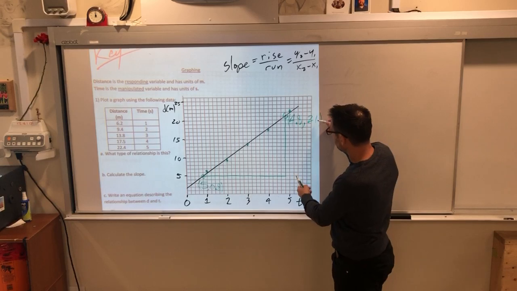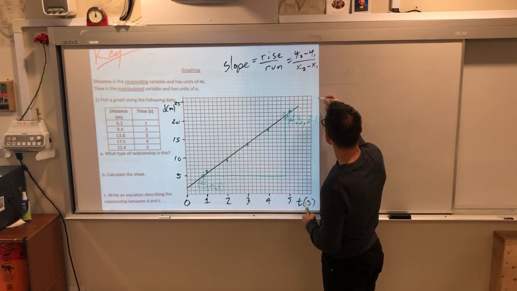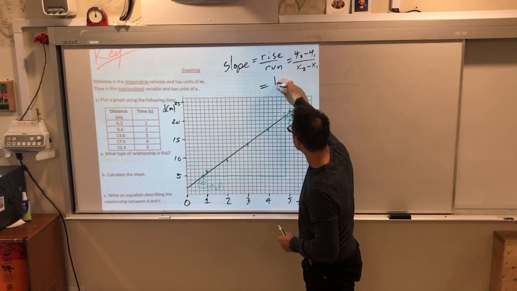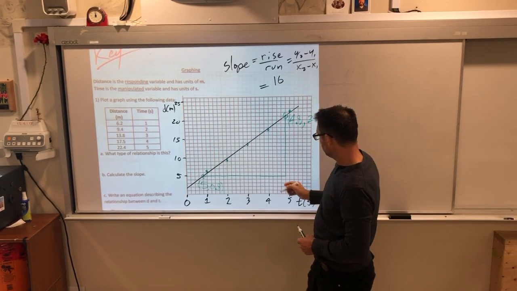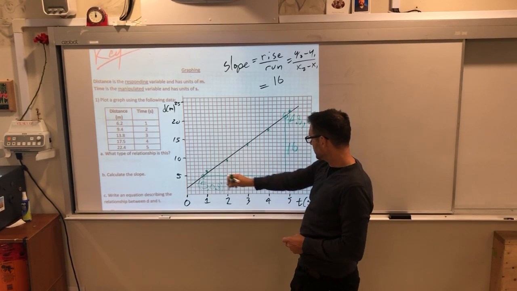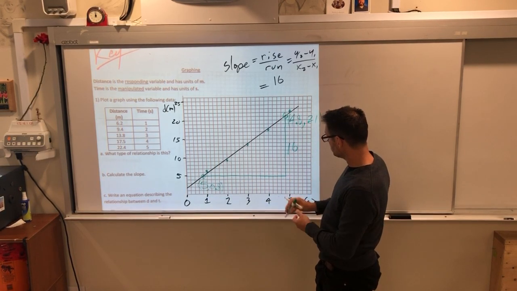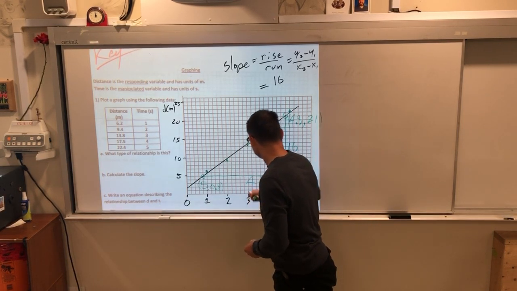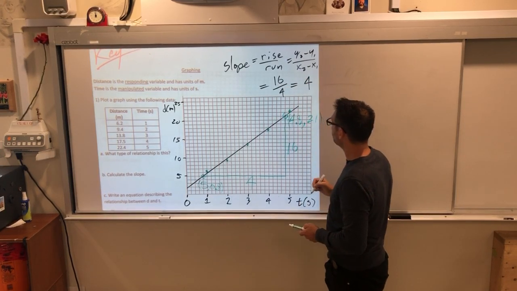So we started at 5 and we went up to 21. So our rise is 16, right? From 5 up to 21 is 16, 21 minus 5. So this is going to be 16 here. And our run is, we started at 0.8 and we went to 4.8, so that's nice and simple. 4.8 minus 0.8 is 4. So this is going to be 4 seconds here. And so 16 divided by 4 is going to equal 4.